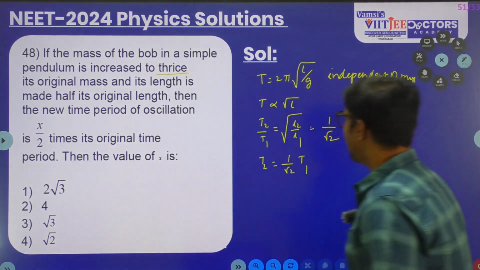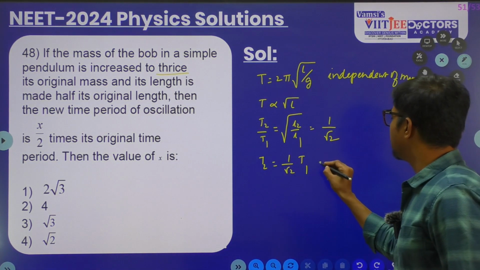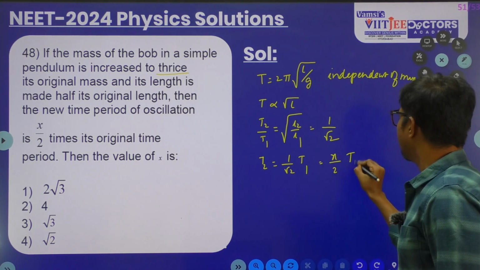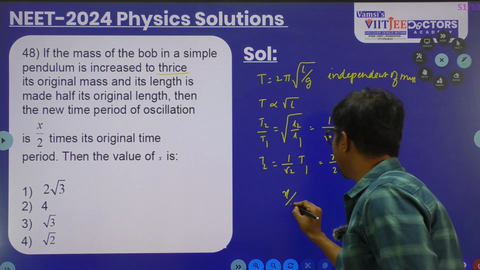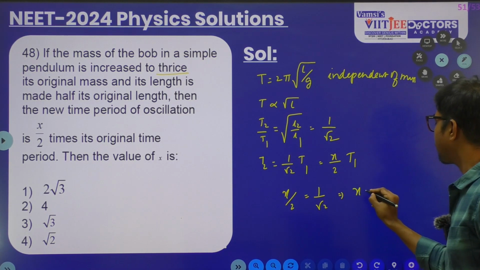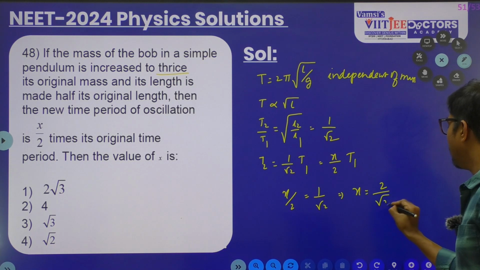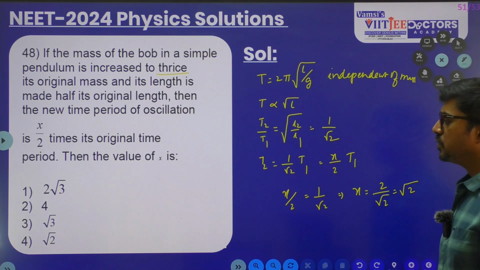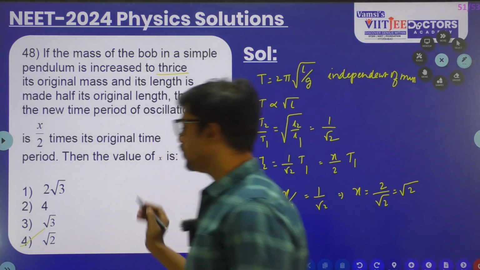But they said that is equal to x by 2 times T1. That means x by 2 equals 1 by root 2, or x equals 2 by root 2, which is root 2. So root 2 is the answer. Fourth one is the answer.